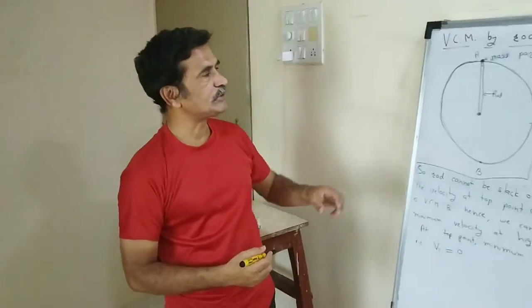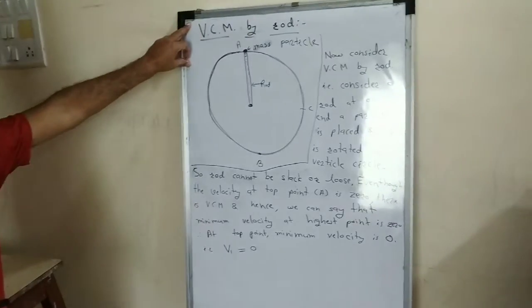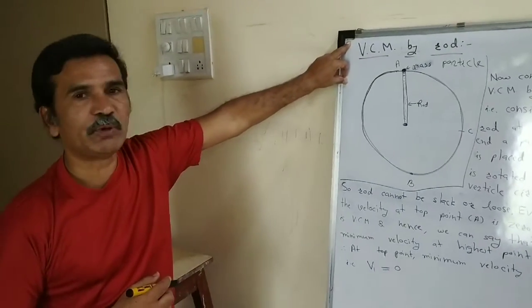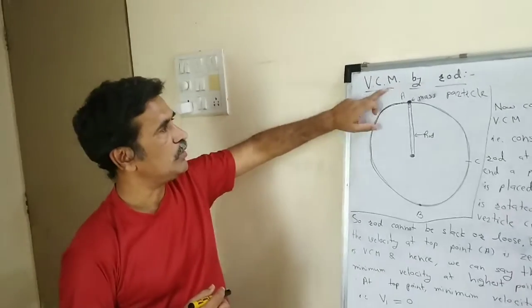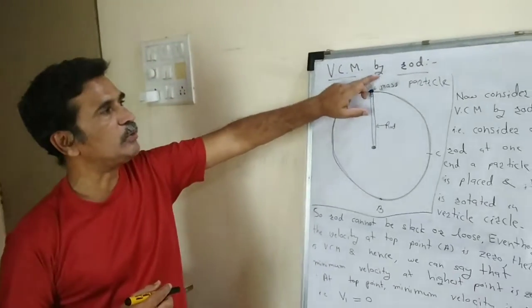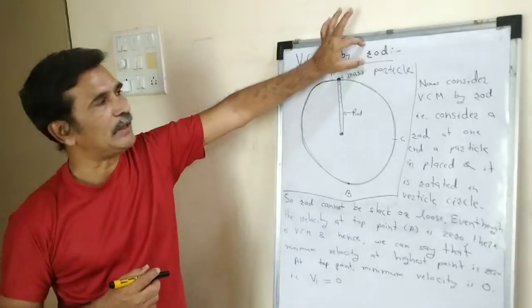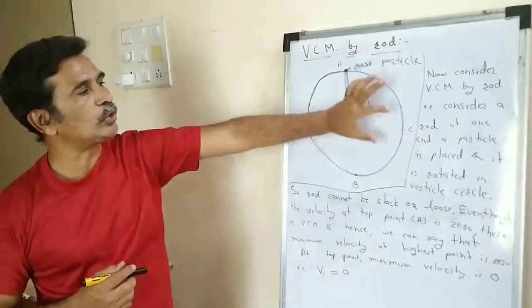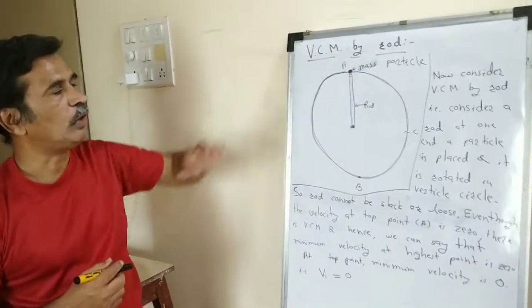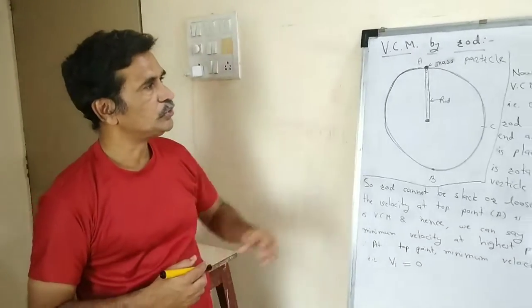Let us go further. Last time we have seen VCM, vertical circular motion, by using a string. Now the next point of this chapter is the concept of again VCM, vertical circular motion, by using a rod. So in place of string, if we imagine the rod, and that rod is rotated in a vertical circle, what is called vertical circular motion by a rod.